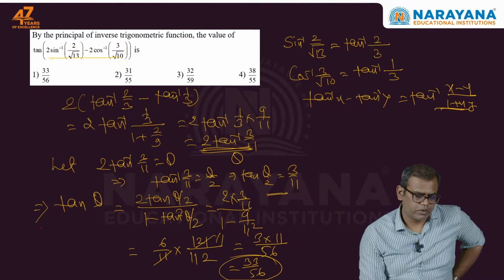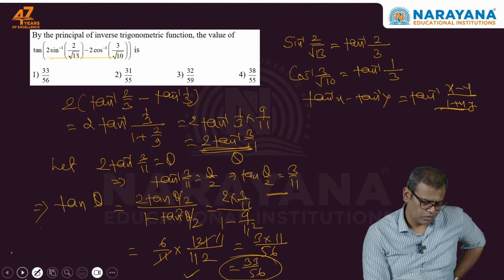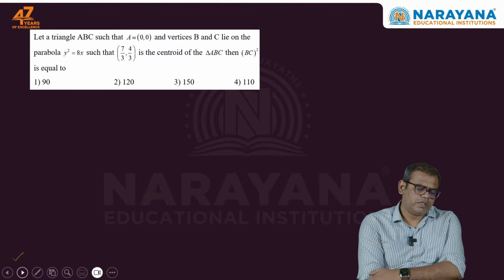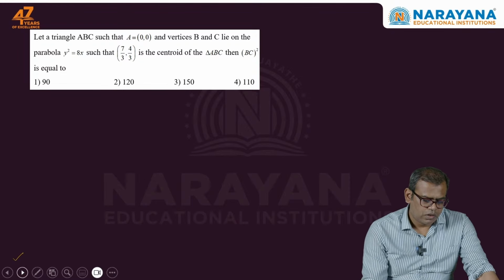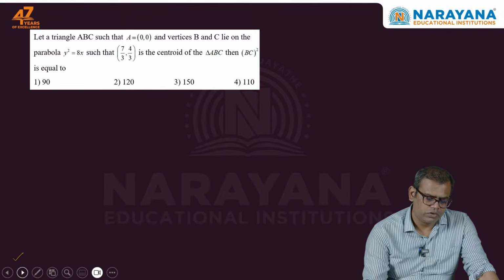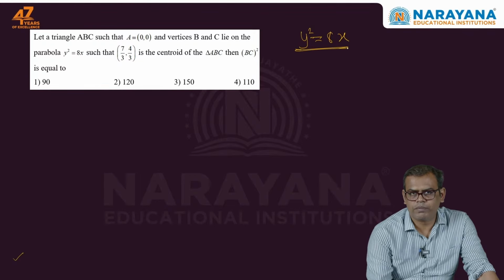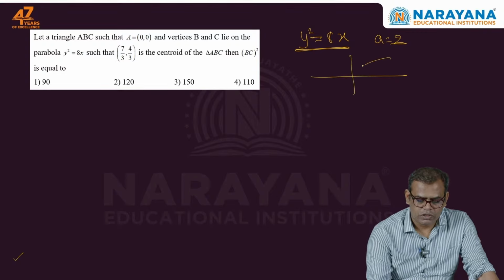Now the next question is this. It's saying ABC is a triangle, A is the vertex of the parabola, right? So this diagram is y square, the standard equation of parabola. Here a is 2 because we compare with y square is equal to 4ax. So this is the standard equation of parabola. Vertex is origin, focus is 2 comma 0, right?